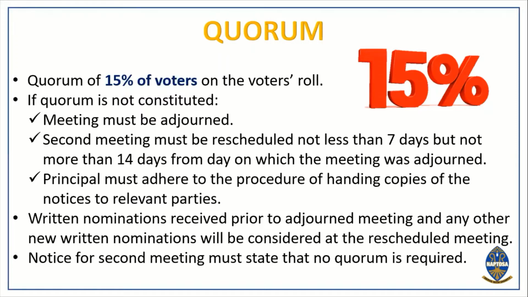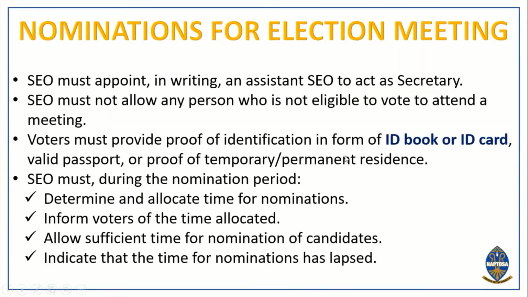And then just remember, you need to send out a notice for the second meeting. So all the normal requirements apply. And in the notice for the second meeting, you must also specifically state that a quorum is not required. Because if you don't have your 15% quorum at the second meeting, it still goes ahead and the election takes place.